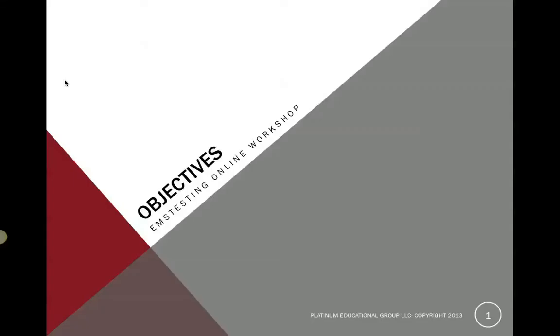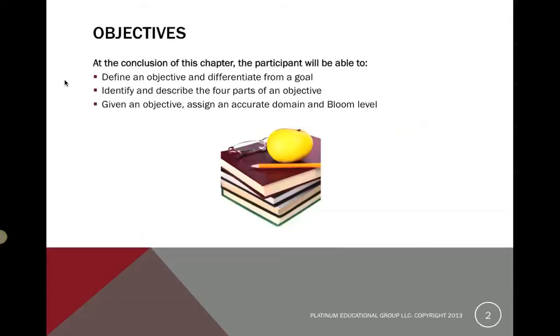Welcome to Chapter or Module 5 on Objectives for the EMS Testing Online Item Writing Workshop. In this chapter, the objectives will be able to differentiate between an objective and a goal. We'll be able to identify and describe the four parts of an objective, and given an objective, attach it to the correct domain and bloom level within that domain.